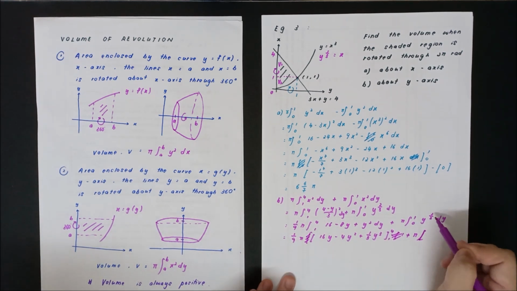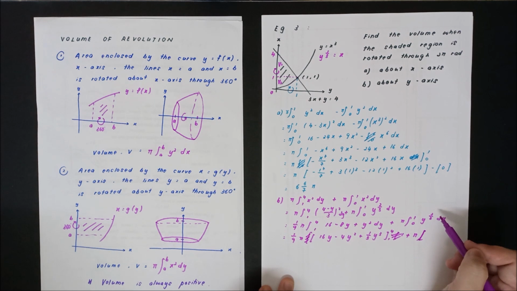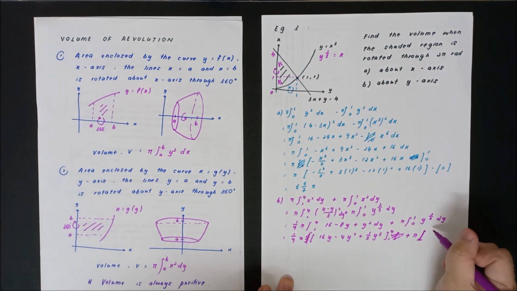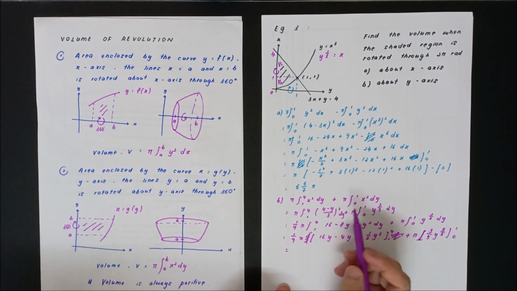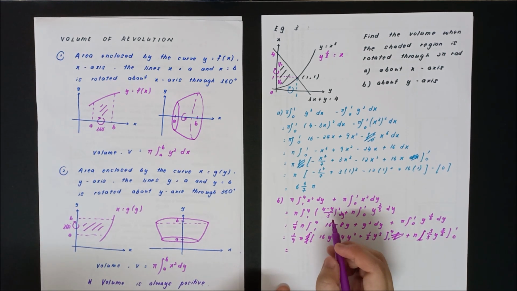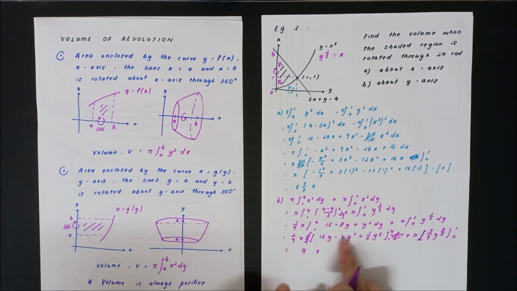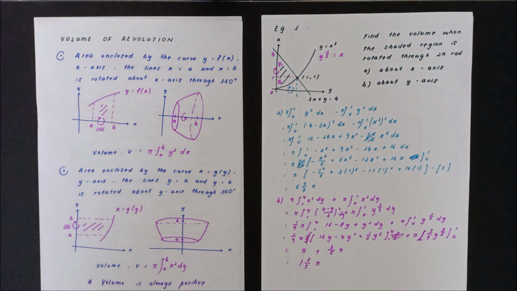So 2 over 3, when you plus 1, you get 5 over 3, and when you divide, you get 3 over 5 y^(5/3), and then limits 1, 0. Then you substitute and so on. The first one, you will be getting pi. You try to do the process by yourself, okay? So you are getting pi, then after that the second one you'll get 3 over 5 pi. So when you add it up together, you'll be getting 8 over 5 pi. Okay, so that's for the B part.